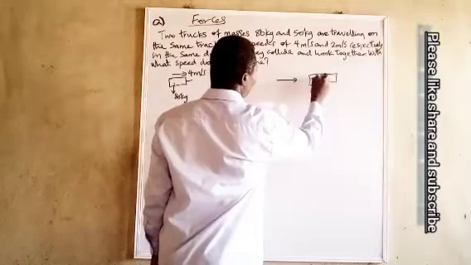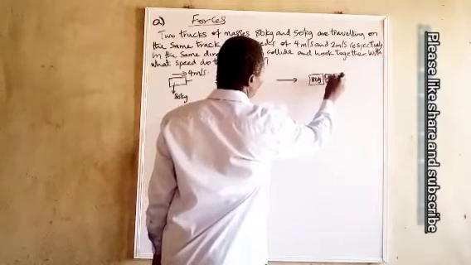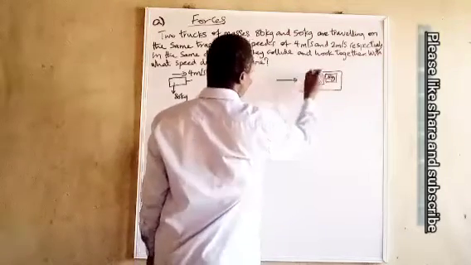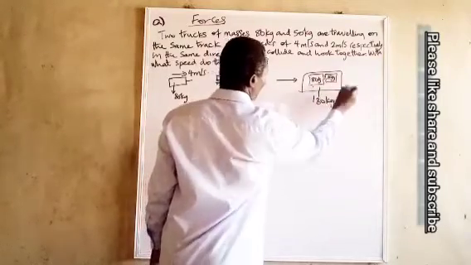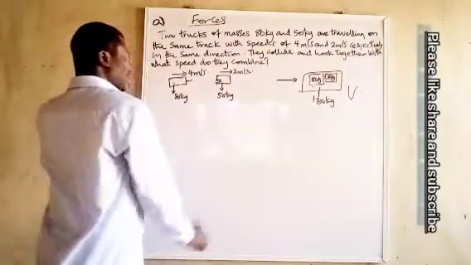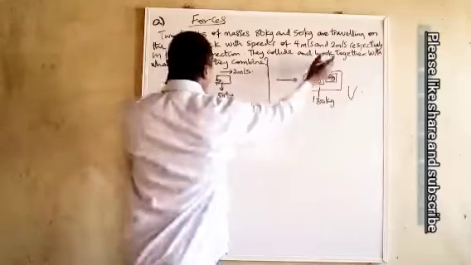This one is 80 kg and this one is 50 kg. And they are moving together, so their total mass is 130 kg. And they are moving with velocity v. So this is before collision and this is after collision.